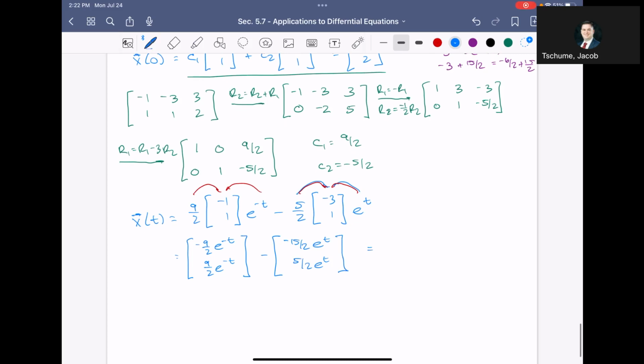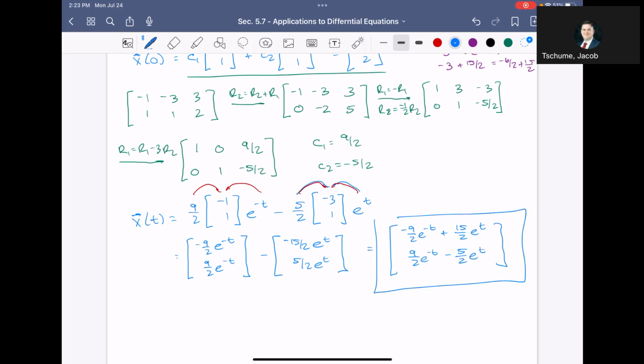Those now go together as one vector, and we can write our final solution as the single column vector of the following. You'll have -9/2 e to the negative t plus 15/2 e to the positive t. And then your second entry on the vector would be 9/2 e to the negative t minus 5/2 e to the positive t. And this is the column vector that solves the original linear matrix differential equation.